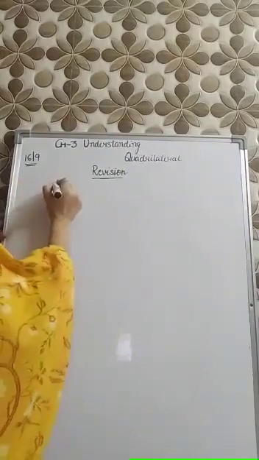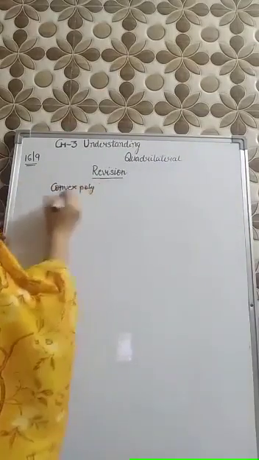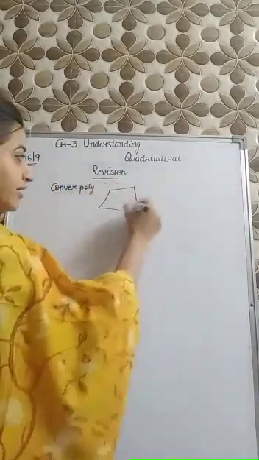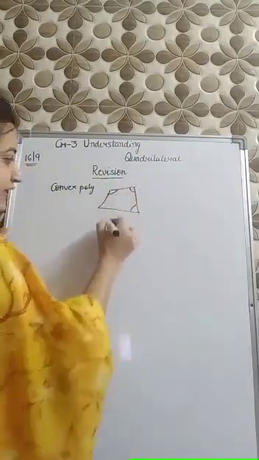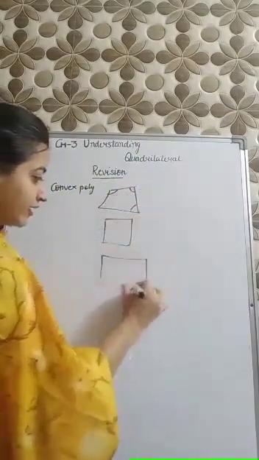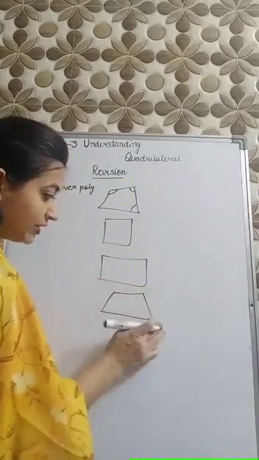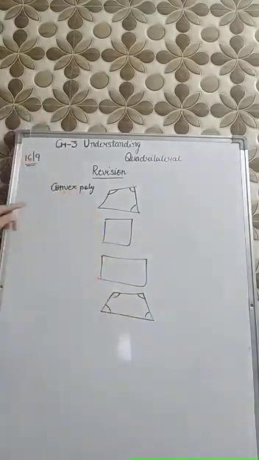Next is convex polygon. So convex polygons are the polygons whose each angle is less than 180 degrees, like square, rectangle, trapezium. So all these angles are always less than 180. So these are called convex polygons.